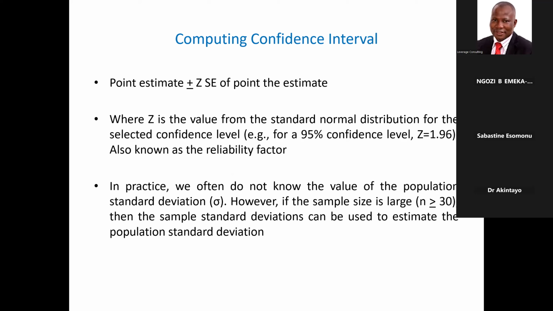Now, how do you do it? You calculate the point estimate first. It's actually the point estimate plus or minus Z times standard error. We talked about standard error in the last lecture, where we said standard error is standard deviation divided by the square root of sample size. So if you calculate the standard deviation, you just divide by the square root of sample size. It gives you the standard error. But the Z is a constant.